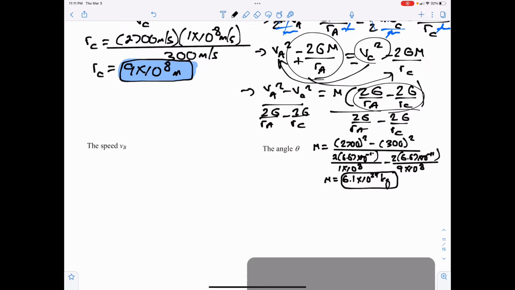Well, we're trying to find speed B. What do we know?